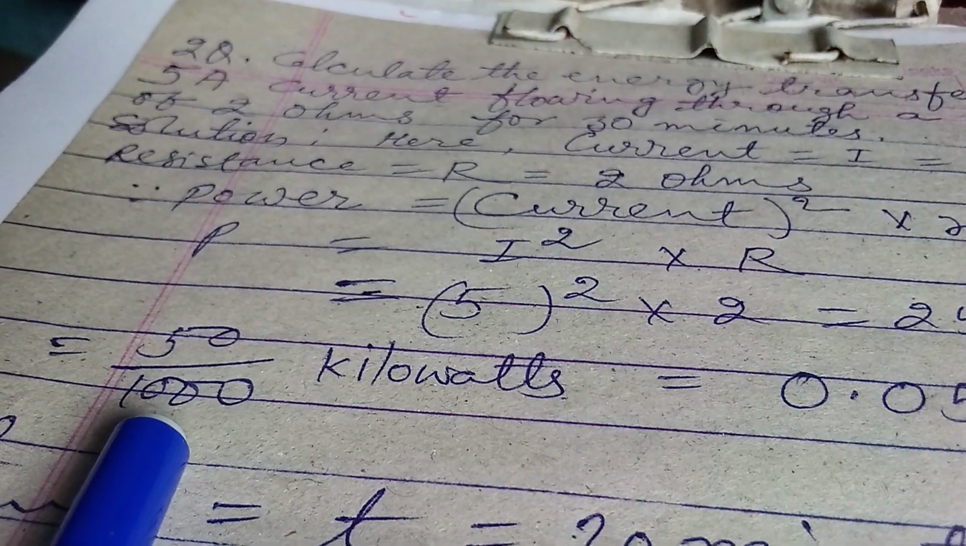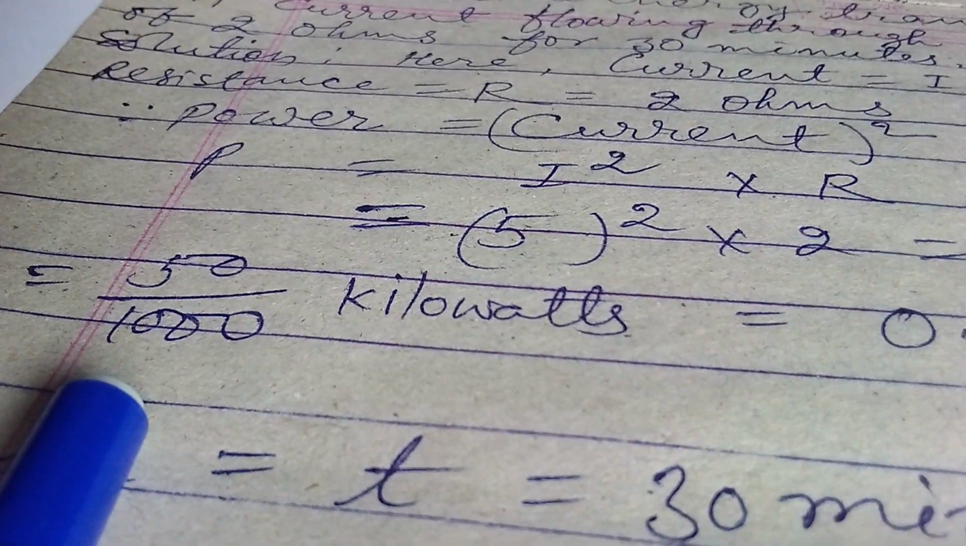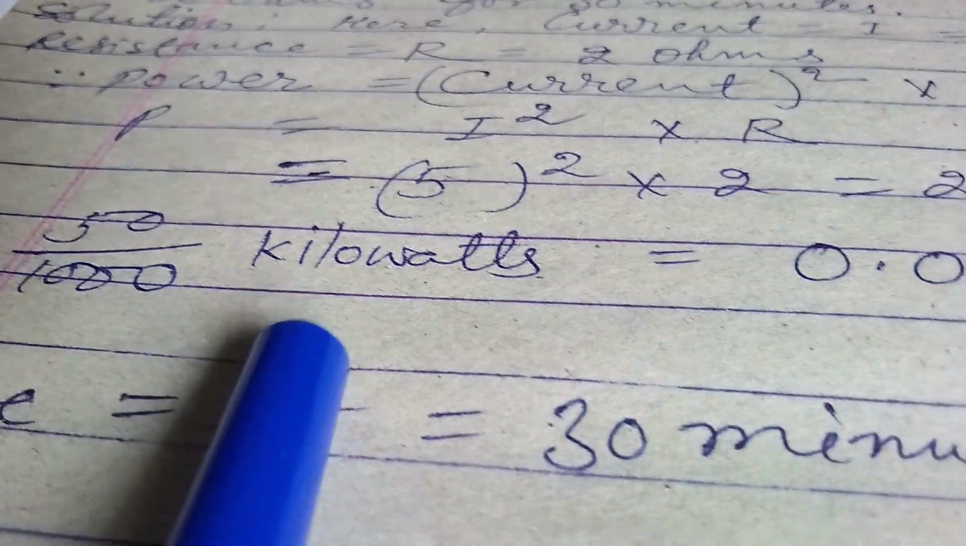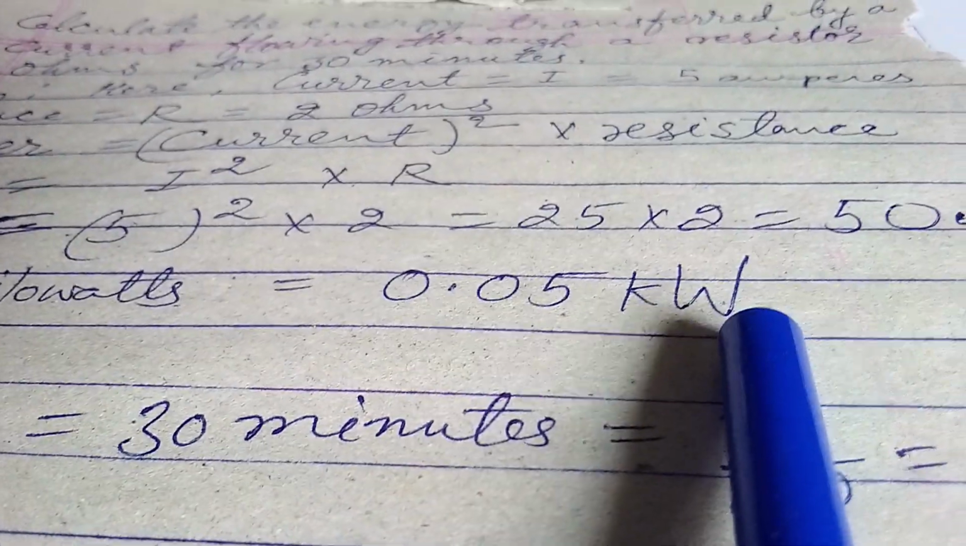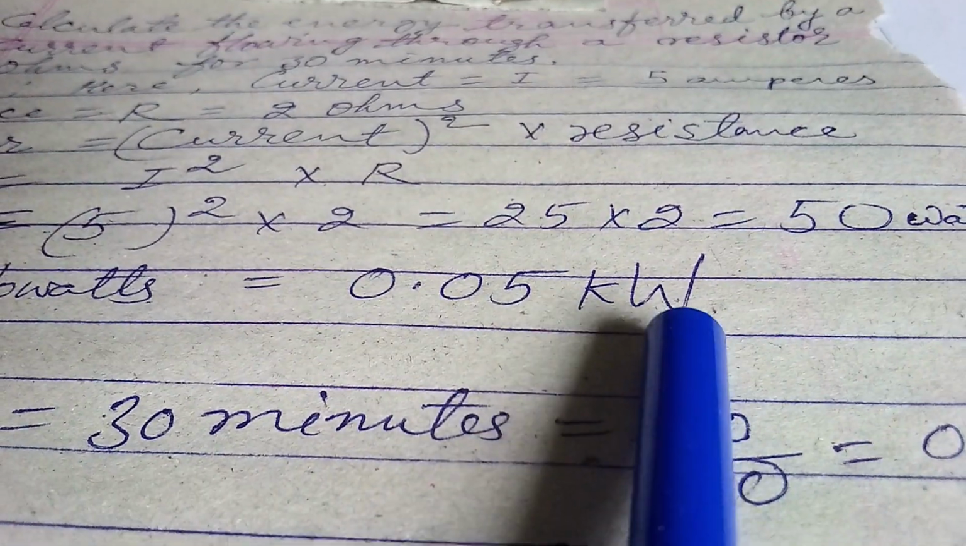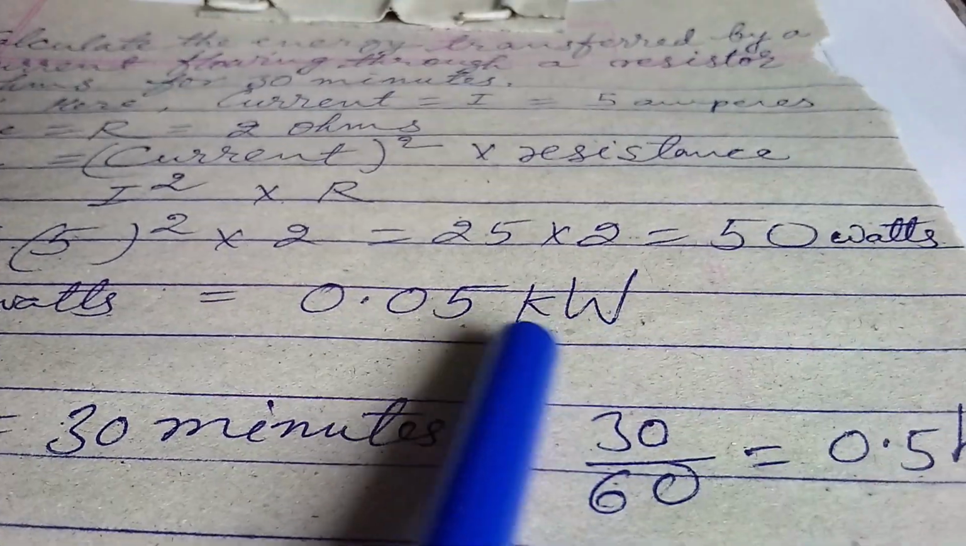And this 50 watts is converted into kilowatts by dividing by 1000. So here 0 cancel, and that is equal to 0.05 kilowatt. Here small k we will write, and W will be capital. So this is kilowatt.